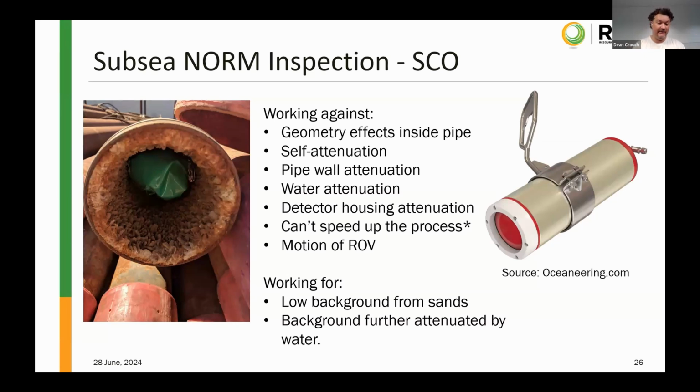But there are some things working for you. So, the low background from the sands; the seabed generally has a pretty low background. And whatever background there is, particularly the low energy gammas, will be attenuated out by the water. Generally, what you can see there is radium-226, radium-228, really high energy, or relatively high energy, gamma from one of those decay products. So you're trying to measure a high energy gamma in a field where all the low energy stuff has pretty much been stripped out. So there are a few things working for you, but again, it's a very difficult application of just stand there and wait.